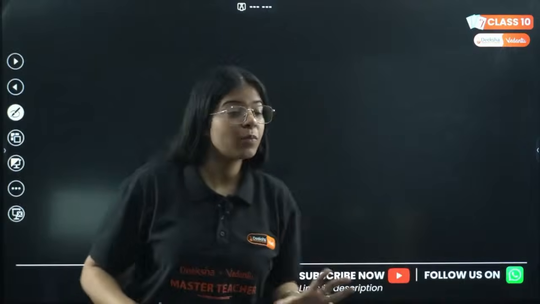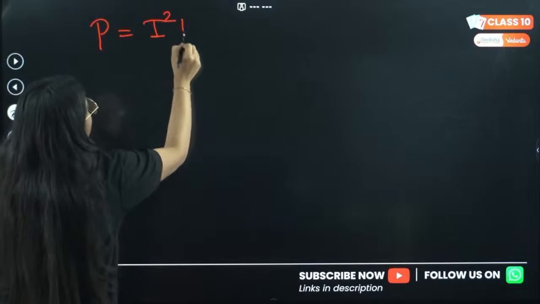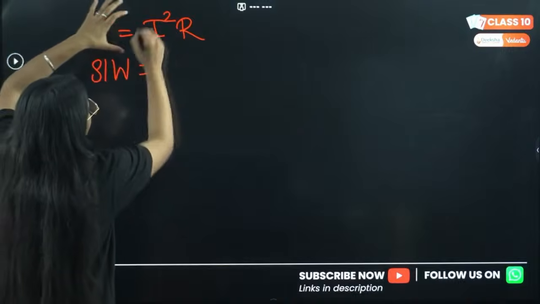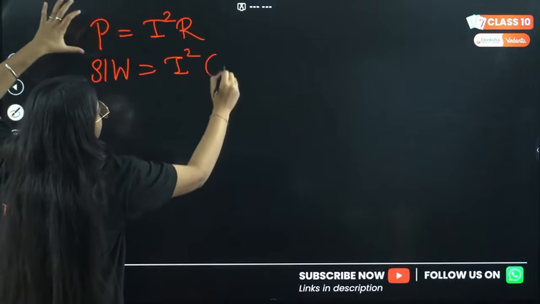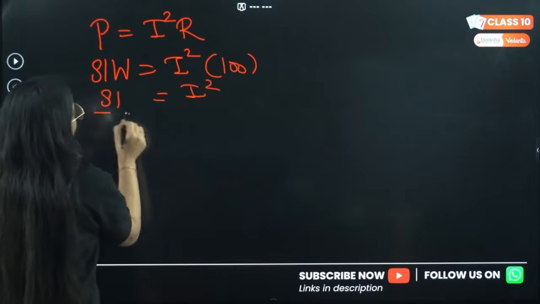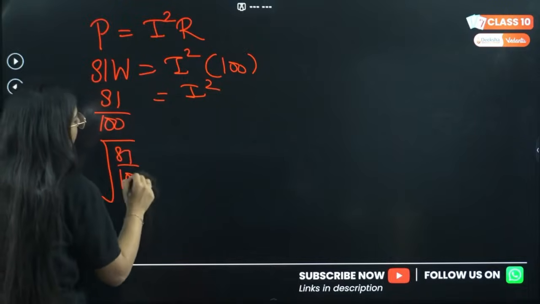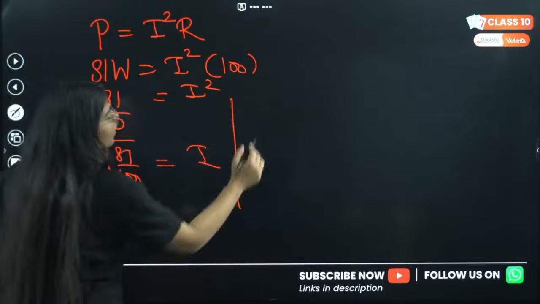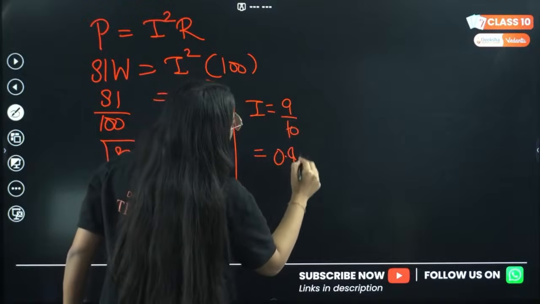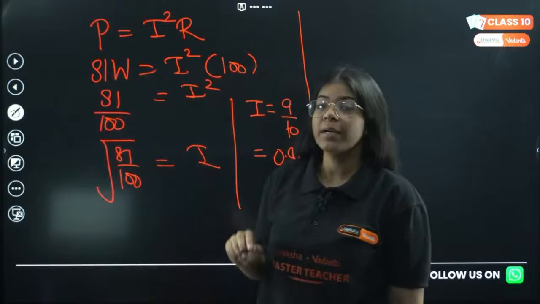I know the formula of power, which includes both current as well as resistance, and I have this 81 watt. I need to find I square, and the resistance is 100 ohm. So can I easily find I from here? 81 divided by 100. If I take the square root of 81 by 100, it will be I. So I will be 9 by 10, and it will be 0.9 ampere. So in this circuit, my current is 0.9 ampere.